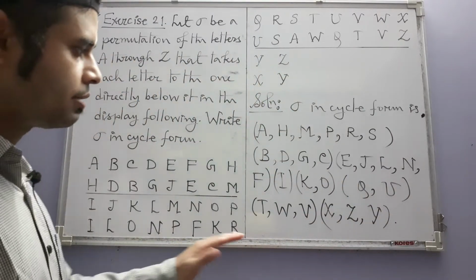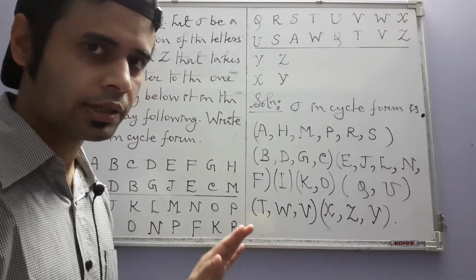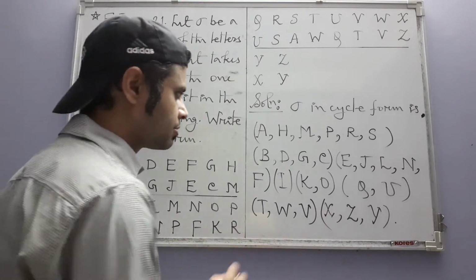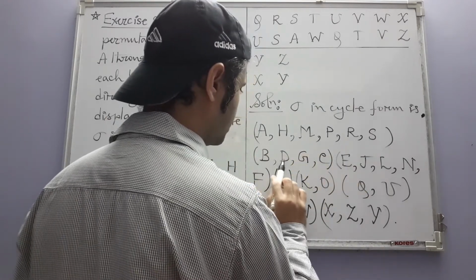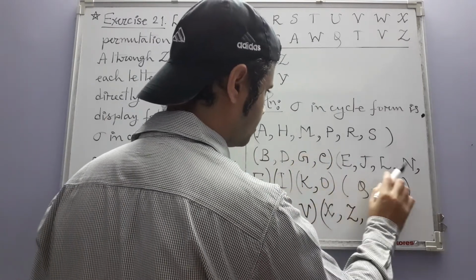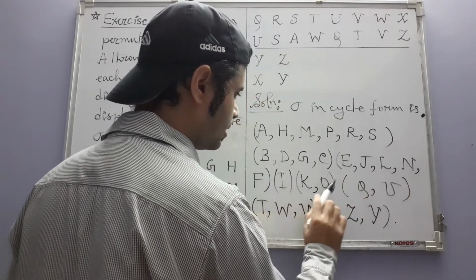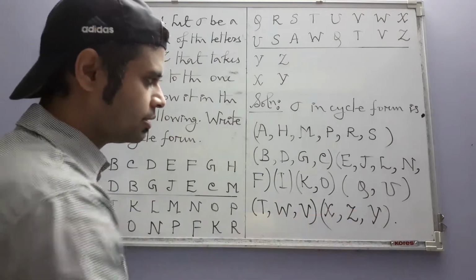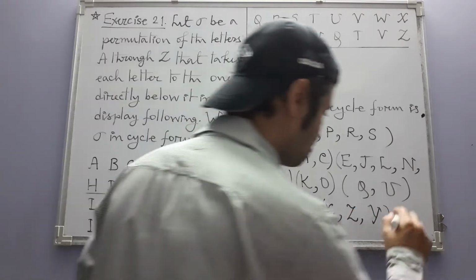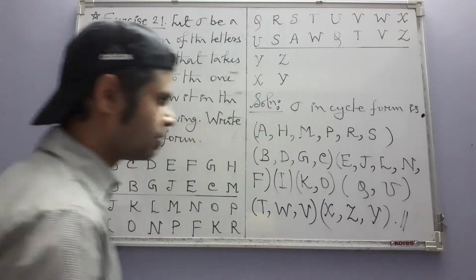To be sure that we have in fact considered all the symbols, let's just count the letters. 1, 2, 3, 4, 5, 6, 7, 8, 9, 10, 11, 12, 13, 14, 15, 16, 17, 18, 19, 20, 23, 26. So yes. So this is the cycle form of sigma.